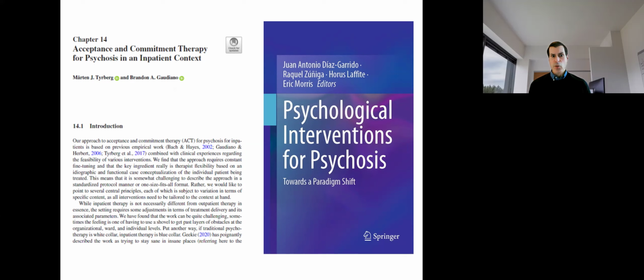One good source is a chapter in this book that recently came out that my colleague Martin Tierberg, who is from Sweden and does ACT for inpatient work, and I wrote. It explains in much more detail some of the material I'm going to go over. If you're interested in that, please let me know. I can make that available to the audience.